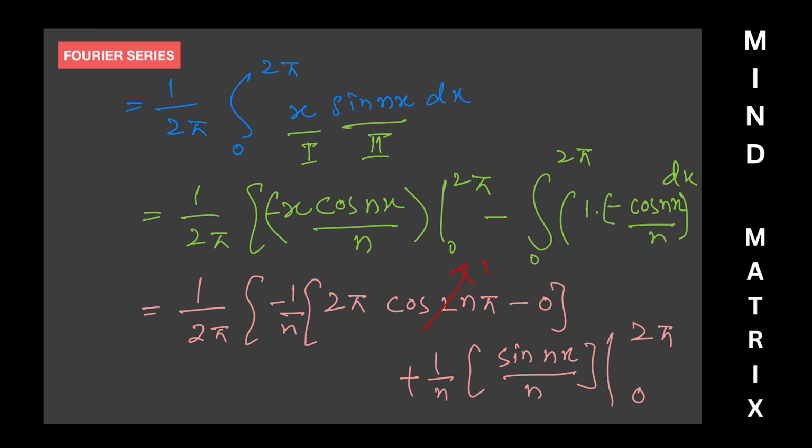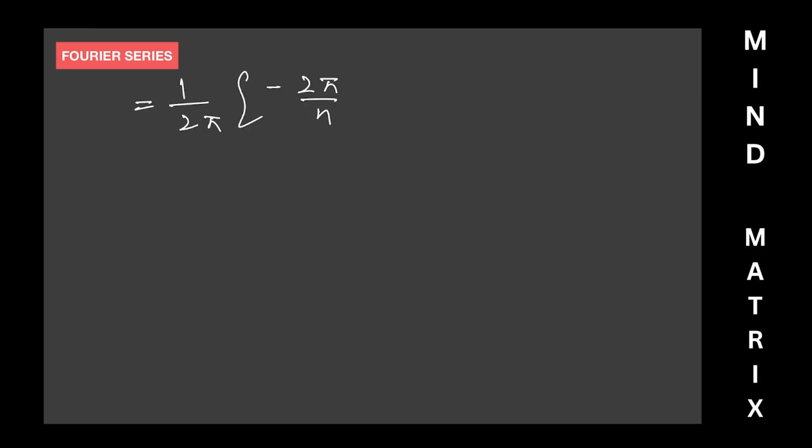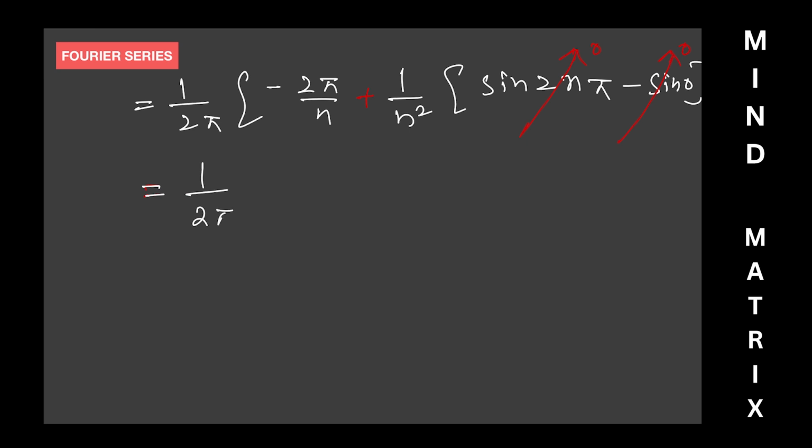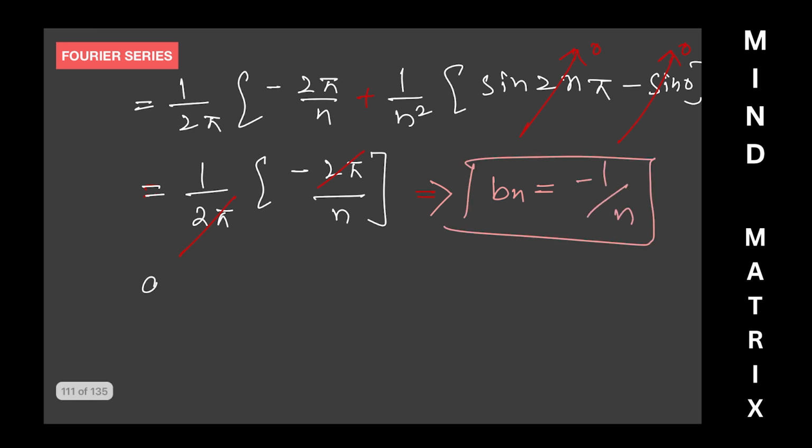Now let's solve this. Here we have 1 over 2 pi times minus 2 pi over n times the value of cos 2n pi, which equals 1. So we have 2 pi by n plus 1 by n square, taking out the value of n, sin 2n pi minus sin 0. The value of sin 2n pi is equal to 0 and the value of sin 0 is also 0. So let me write here 1 over 2 pi, and anything multiplied by 0 also becomes 0. So this whole expression becomes 0 and we only have this right here: minus 2 pi over n. We cancel 2 pi by 2 pi, so we are left with the value of bn equals minus 1 over n.